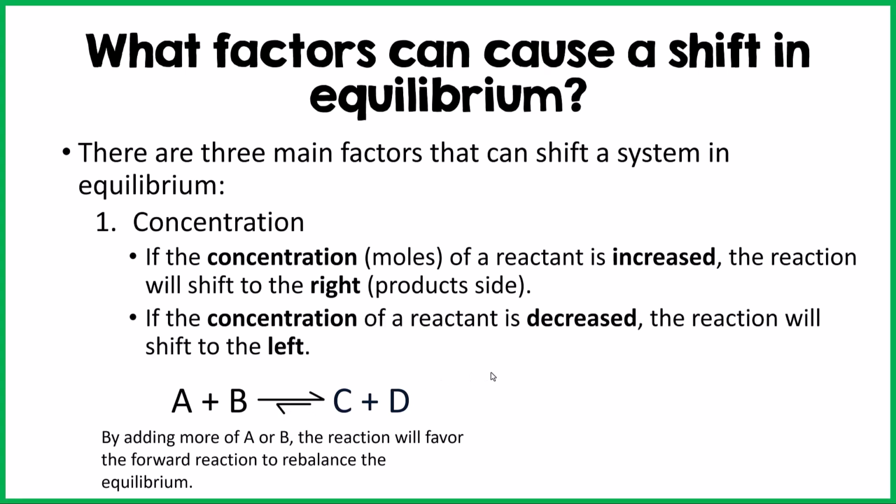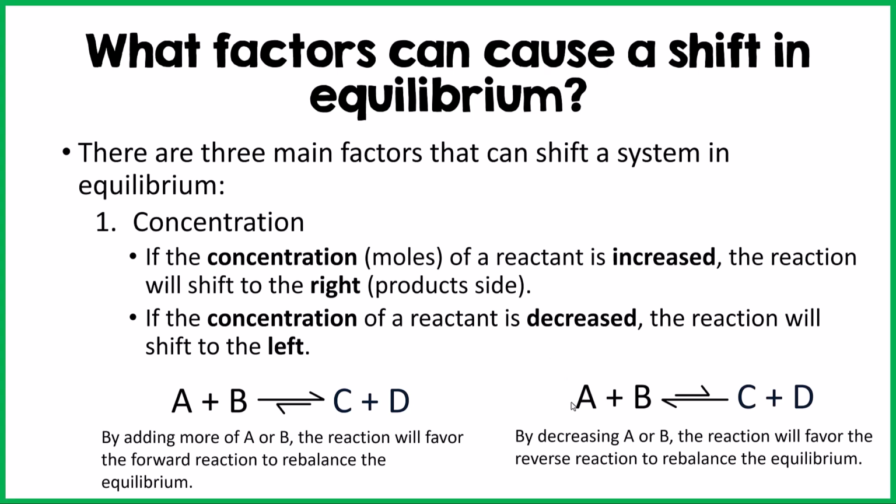If the concentration of a reactant is decreased, the reaction will shift to the left. So if we've got A, B here and C, D products, by decreasing either of these reactants, the reaction is then going to favor the reverse reaction to make more of them, to rebalance the equilibrium. So then our reverse arrow is going to be larger.